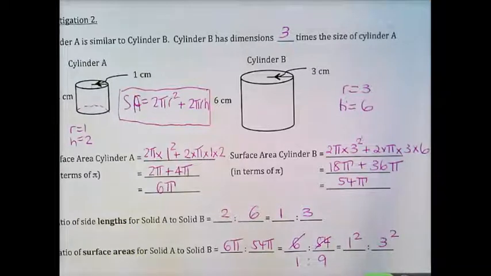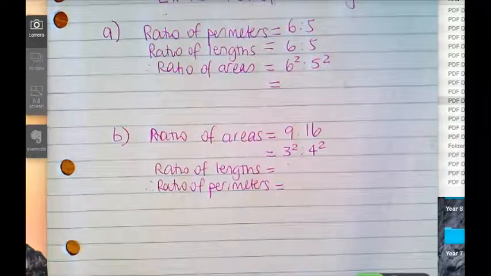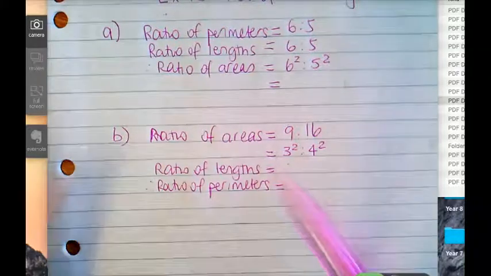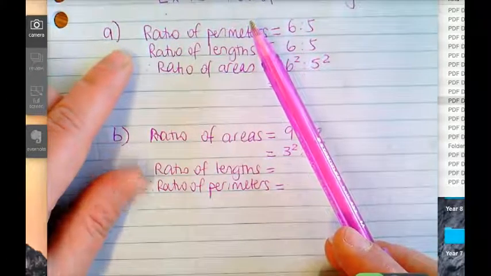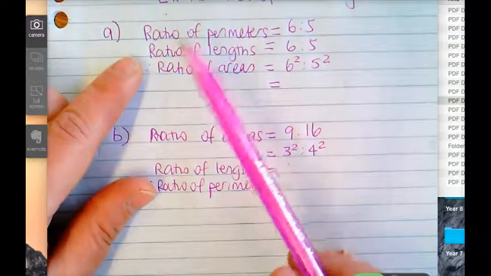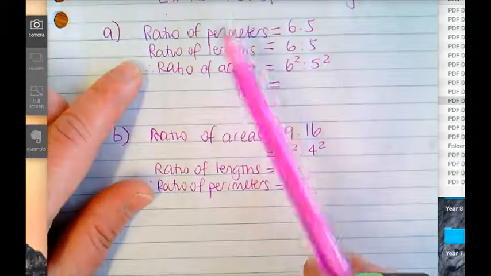Now, I'm going to do some examples. I'm not doing the back of the page because I think we're going to run out of time for examples. So the ratio of the perimeters of two regular decagons are 6 to 5. Now, girls, the question is, in what ratio are the corresponding areas? If the ratio of the perimeters of two decagons is 6 to 5, what is the ratio of the areas?